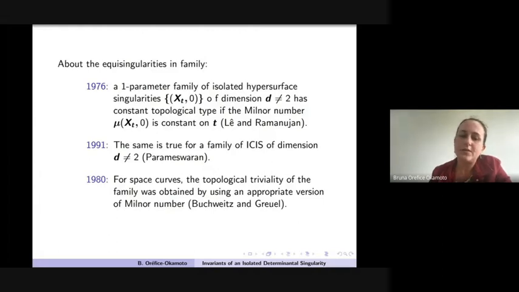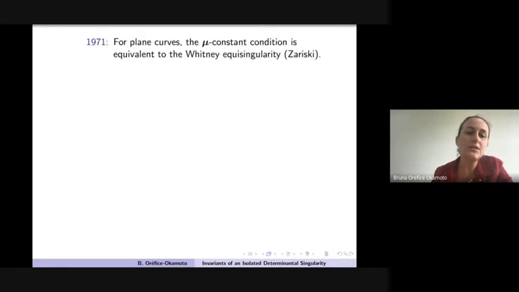And for space curves, the topological triviality of the family was obtained by using an appropriate version of the Milnor number by Buchweitz and Greuel in 1980. For plane curves, the mu-constant condition is also equivalent to Whitney equisingularity. This result is from Zariski from 1971.